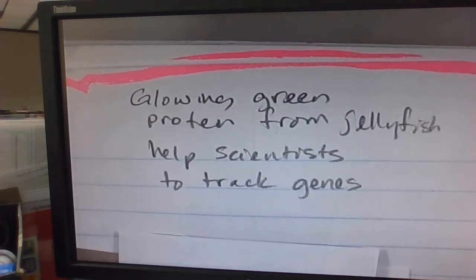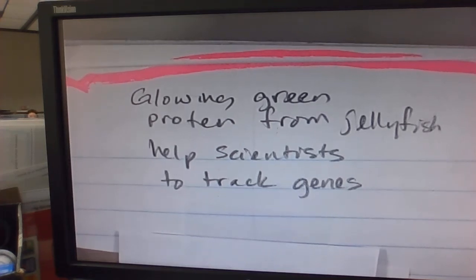So based on what ends up glowing, so muscles glow. Oh, okay, well, that's the gene for skeletal muscle or cardiac muscle. Skin glows. Okay, well, that's epithelial tissue gene or something along those lines. It helps them to track the genes because basically it's tagging them. Glowing green protein from jellyfish helps scientists to track genes.